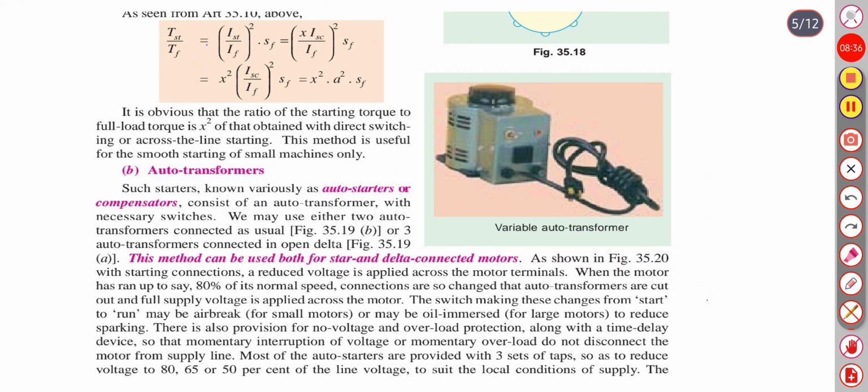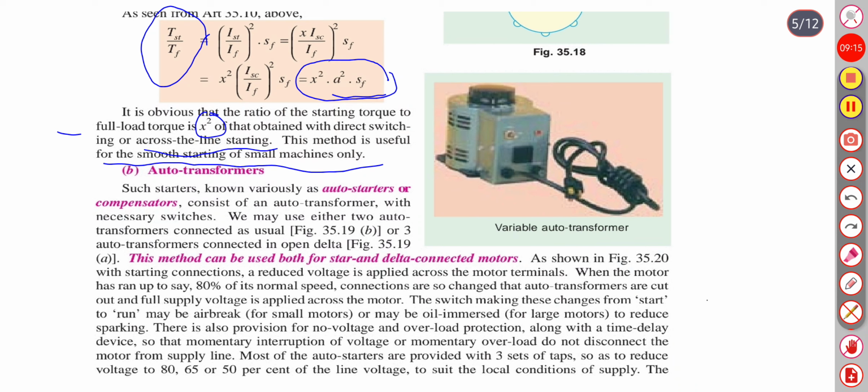So the ratio of starting torque to full load torque will become X square A square S_F. In the case of DOL it was A square S_F, but here it becomes X square A square S_F. It is obvious that the ratio of starting torque to full load torque is X square times that obtained with direct switching across the line. This method is useful for smooth starting of small machines only, because designing the primary resistors is difficult for large induction motors.